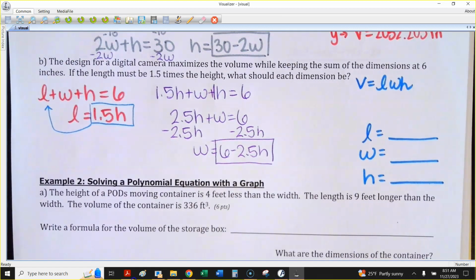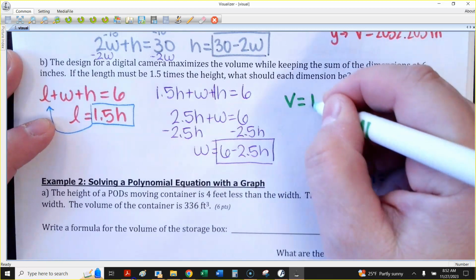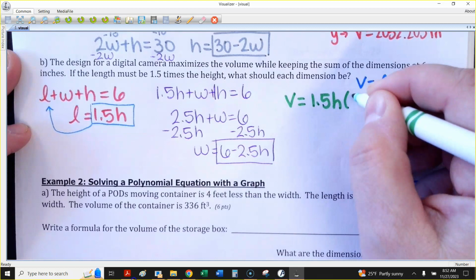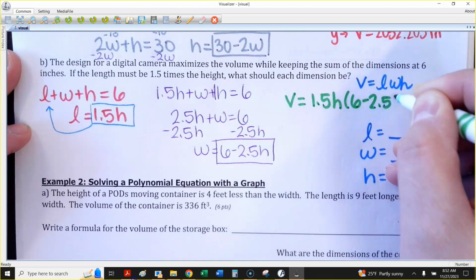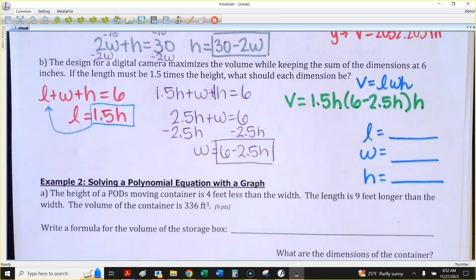All right, now we're going to just sub this into this lovely little volume formula. So my volume: my length is 1.5 times the height, my width is 6 minus 2.5 times the height, and then my height, I'm just going to put h for the height. Again, I know this is a little bit tricky, but when I plug this into Desmos, I just have to use x and y. So wherever the volume's at, I'm going to put y, and h, I'm going to replace with an x. So I'm going to slide this to the side here real quick.